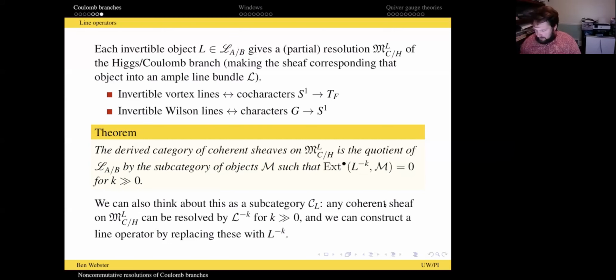And one thing that will be very important for us is this categorical quotient construction has a kind of automatic splitting.